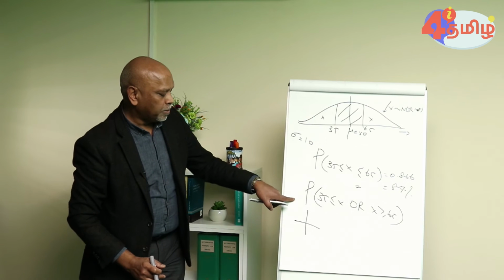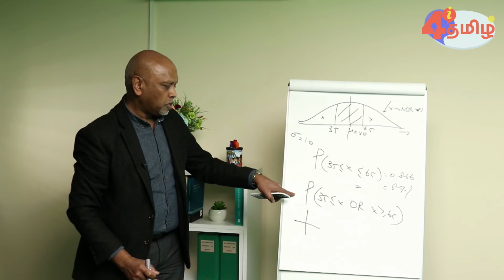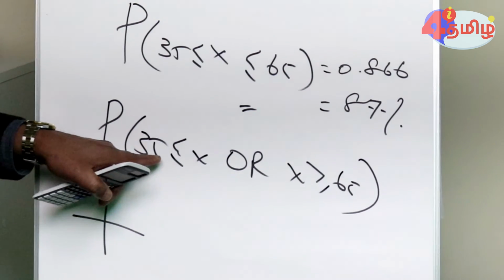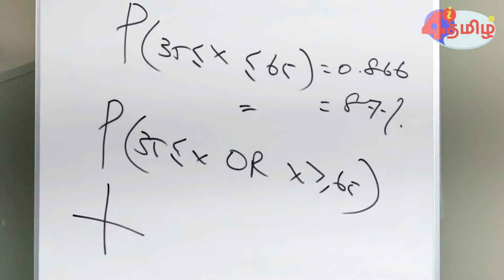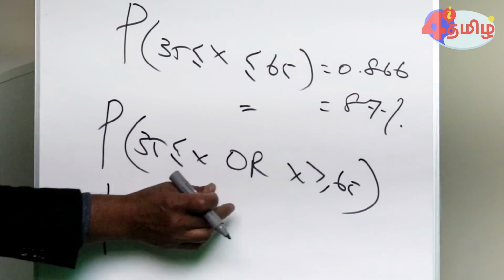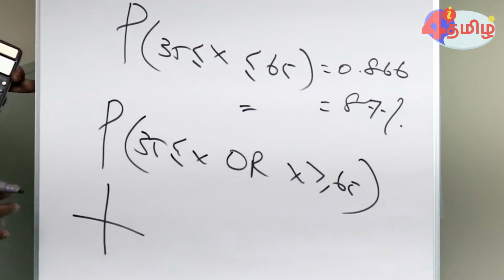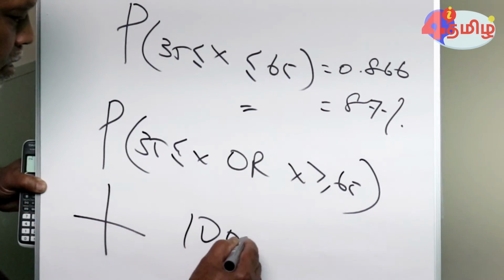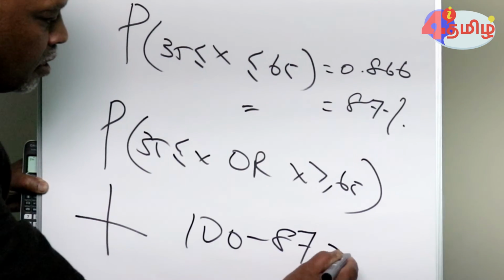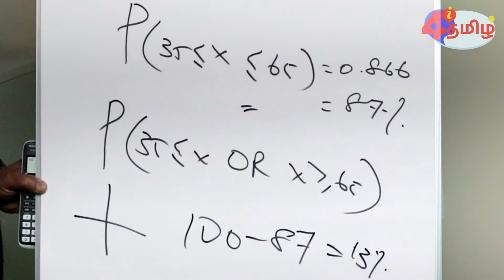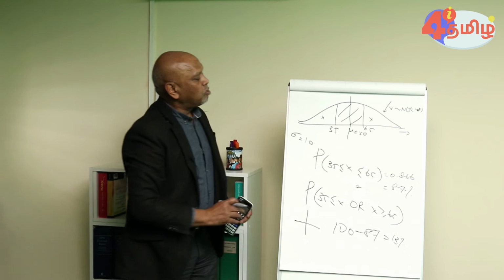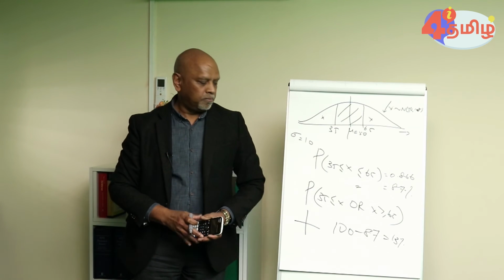So when you come to an exam or to questions from a book, this is what they say. Or means add: anything less than 35 plus anything greater than 65. If you know this value, that will be 100 minus 87, 13%. So a very small amount of data will lie outside 35 and outside 65.